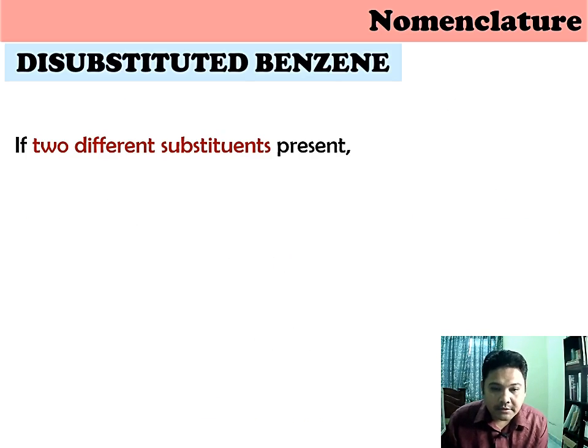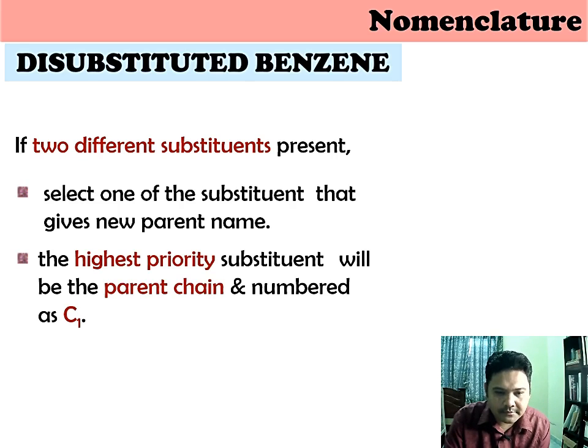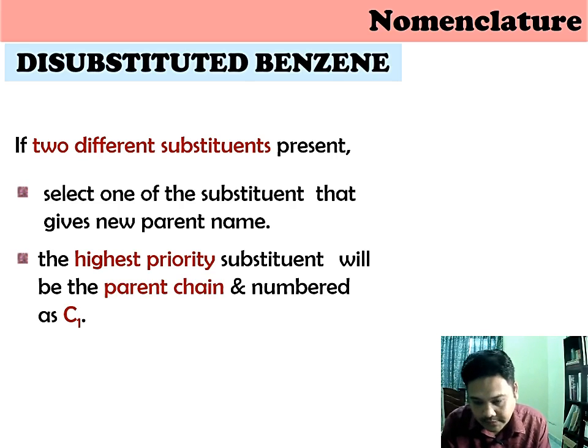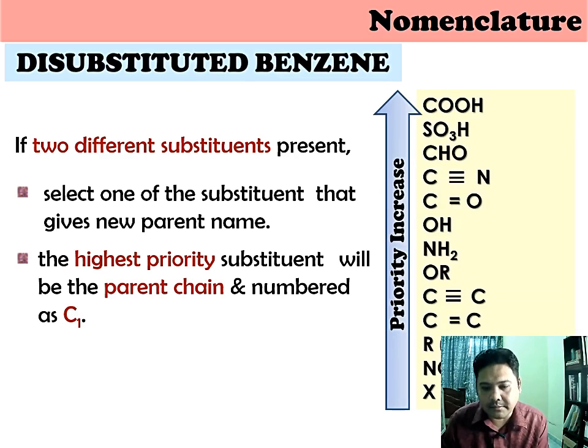What we discussed earlier is two similar, or two of the same, substituent groups. But if two different substituent groups are present, select one of the substituents that gives the new parent name. The highest priority substituent will be the parent chain and will be numbered as carbon 1. And this is the priority table.